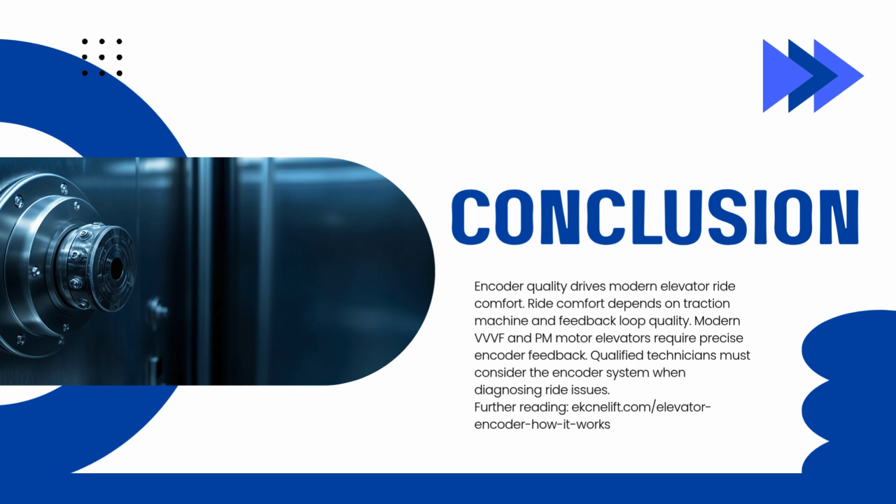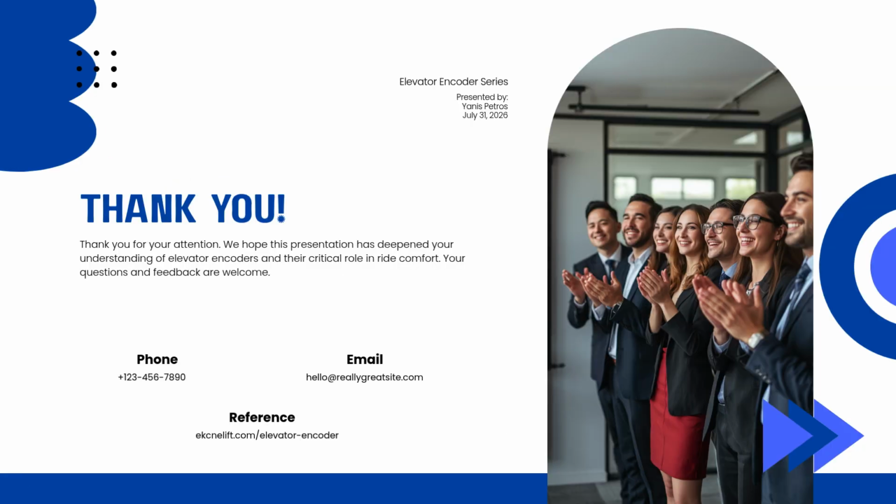Conclusion: an elevator encoder is far more than a simple speed sensor. It provides real-time motion feedback for the traction control system. It helps the controller manage motor speed, travel distance, car position, deceleration timing, floor leveling, and PM motor synchronization. In modern elevators, ride comfort depends not only on the traction machine, it also depends on the quality of the feedback loop.